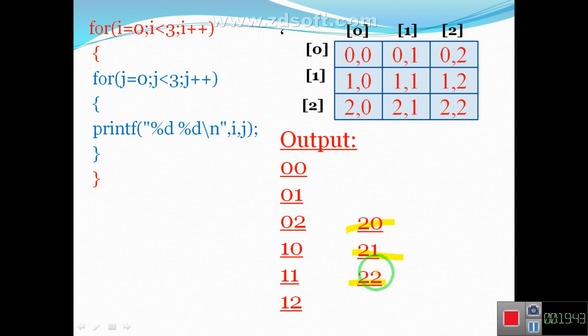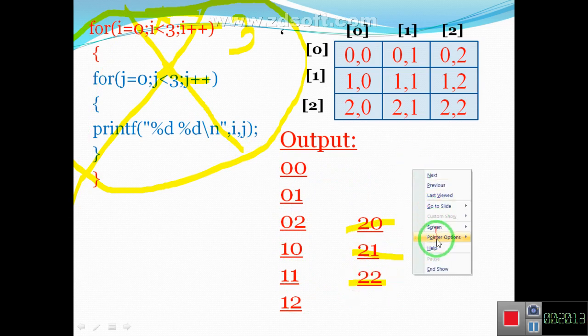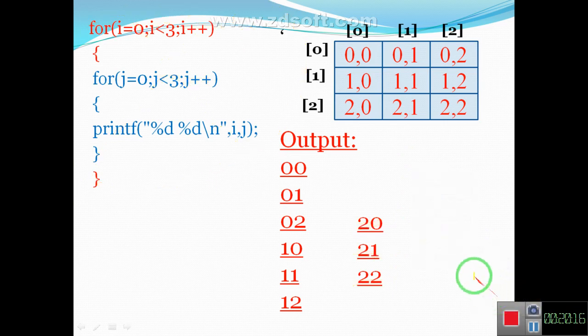After terminating, when j is 3, the condition fails, it is getting terminated, and the outside i for loop is incremented. Here also it is 3. 3 is less than 3 fails. Then this entire nested for loop is getting terminated. So 0 0, 0 1, 0 2, 1 0, 1 1, 1 2, 2 0, 2 1, 2 2. So now we have generated the addresses of the two-dimensional array, 3 by 3.